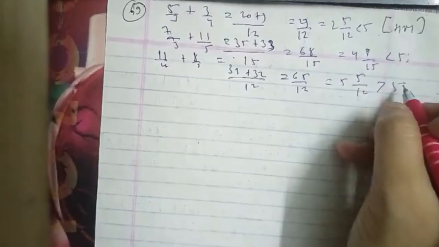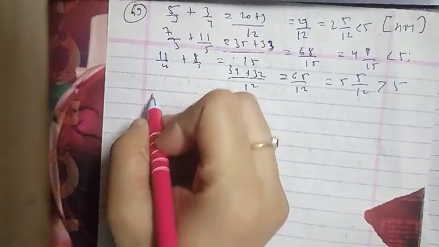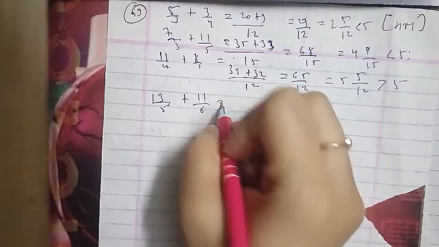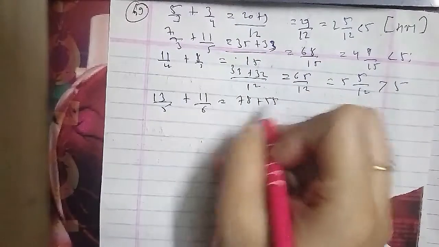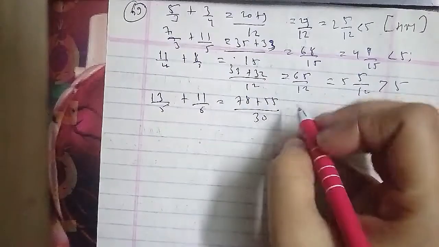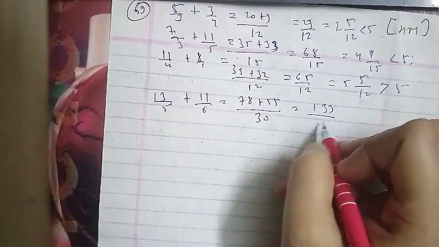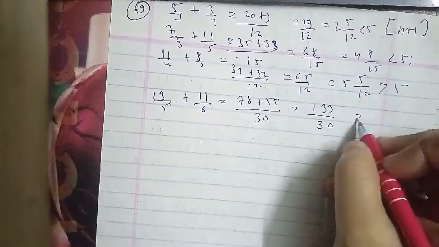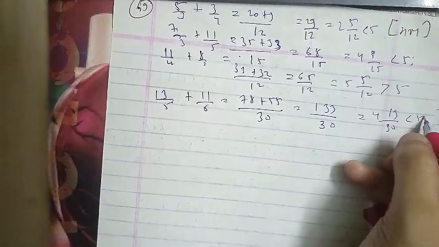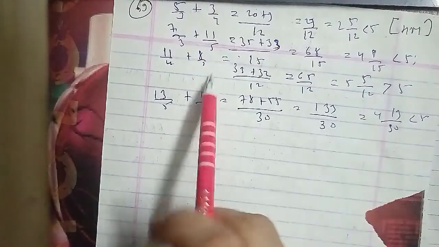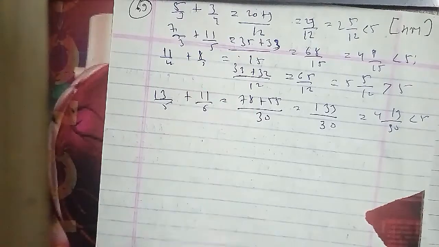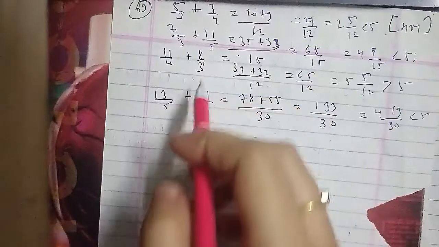Now we find the last one, 13 upon 5 plus 11 upon 6, which equals 78 plus 55 upon 30, equals 133 upon 30, equals 4 13 upon 30, which is less than 5. So the only pair greater than 5 is 11 by 4 plus 8 upon 3. That will be the right answer for this question.